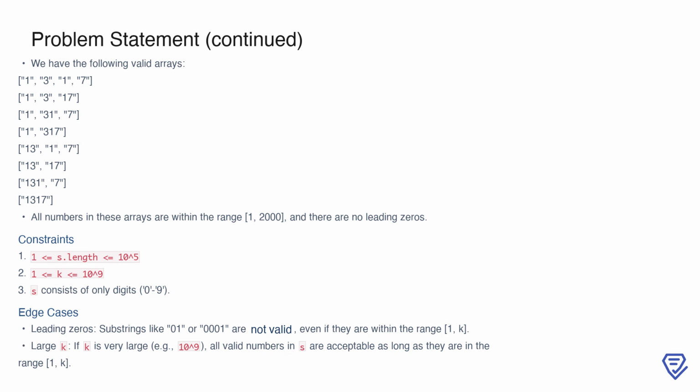In a more complex example, let's say s is 1317 and k is 2000. The output in this case is 8, as there are 8 valid arrays. These arrays are [1, 3, 1, 7], [1, 3, 17], [1, 31, 7], [1, 317], [13, 1, 7], [13, 17], [131, 7], and [1317]. All these arrays satisfy the conditions. Each substring represents a number within the range 1 to 2000, and none of the substrings have leading zeros. This demonstrates how different combinations of splits can form multiple valid arrays.